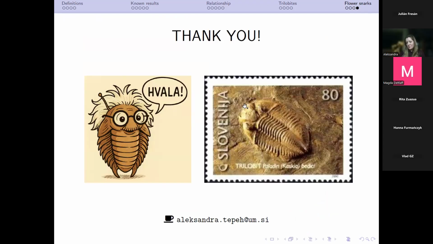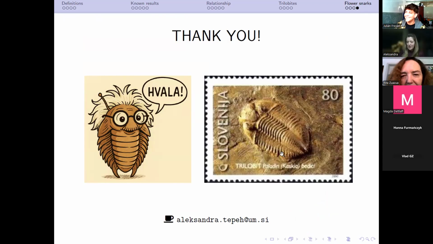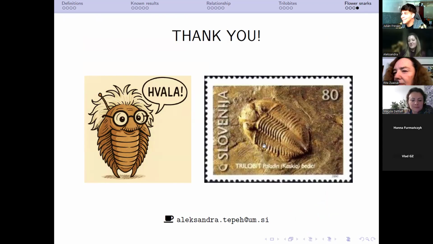I found this postal stamp of Slovenia from 2001. This trilobite was found in Slovenia in the Karavanke region, but this is not 80 euros as we have them today. This was in 2001. We still had tolars back then, so that would be a pretty expensive postmark, or what is the word today. So thank you very much.